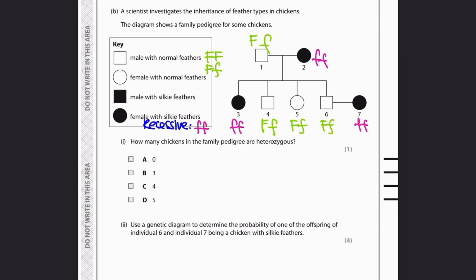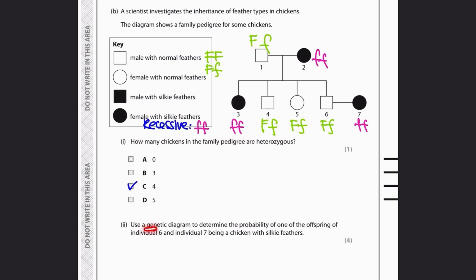Then it asks, which one is heterozygous? Heterozygous, remember, is when the 2 letters are not the same size. Means it's got to be one big, one small. So who are the big and small ones? 1, 4, 5, and 6, right? Because they're all big F, small f. And hence the answer is 4. Okay. So we revised a lot of the keywords, as I mentioned: heterozygous, genotype, phenotype, right? Phenotype is the silky or normal feather. Genotype is the big F small f or small f.